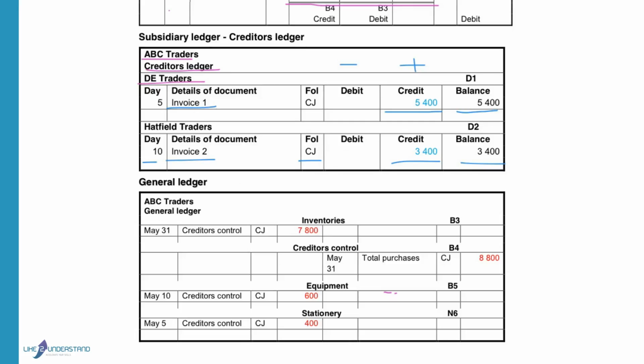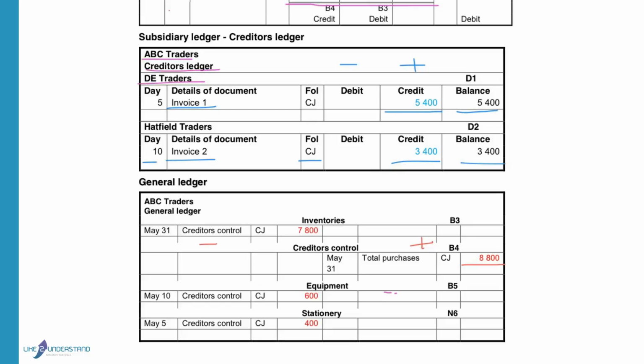We also have to post the totals in our creditors journal to the general ledger, and in the general ledger we complete double entries. So first of all, the total amount that we owe the creditors is 8,800. So I will credit the creditors with 8,800 because the liability increases on the credit side and decreases on the debit side. Inventories that we purchased was 7,800.